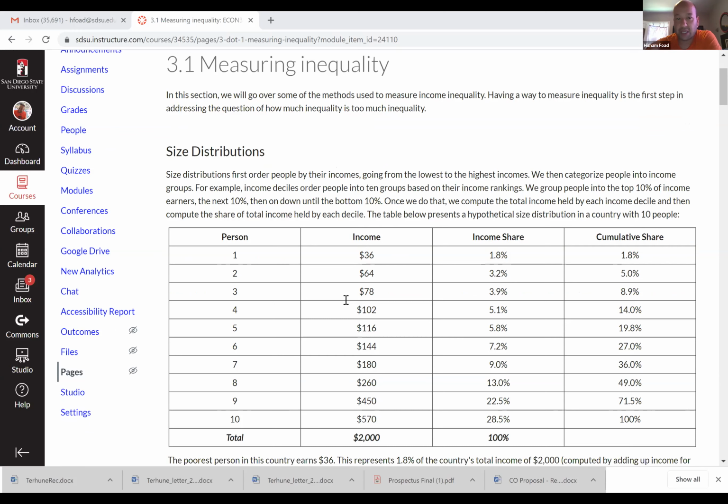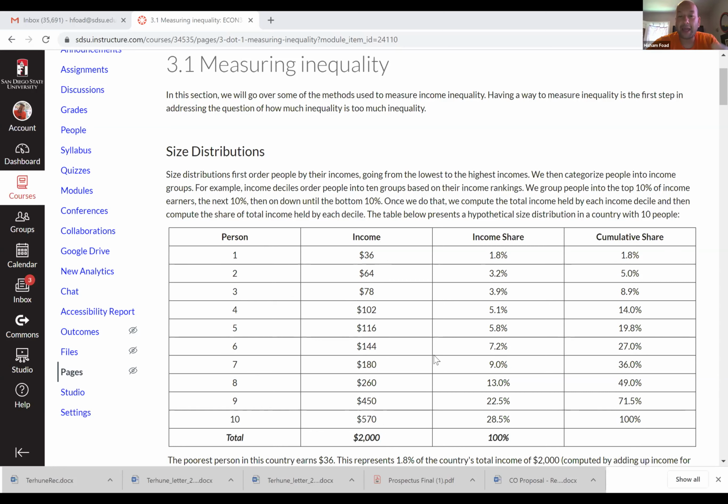Here, let's say there's 10 people. Maybe there's 1 million people in the country, and each one of these people represents 100,000 people. Whatever it is, right? Just for the sake of simplicity, let's say that we rank each of these 10 people and we order them based on their income. Person one has $36, person two has $64, and so on, up until the richest person, person 10, who has $570.